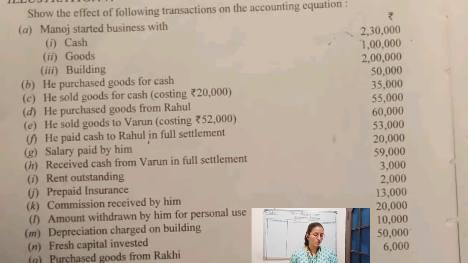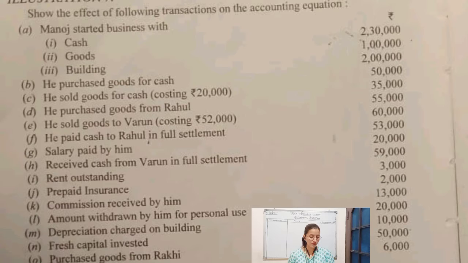First, Manoj started business with cash amounting to rupees 2,30,000, goods rupees 1 lakh, building rupees 2 lakh. Second, he purchased goods for cash amounting to rupees 50,000. He sold goods for cash costing 20,000 for rupees 35,000. He purchased goods from Rahul rupees 55,000. He sold goods to Varun costing rupees 52,000 for 60,000. He paid cash to Rahul in full settlement 53,000. Salary paid by him 20,000.